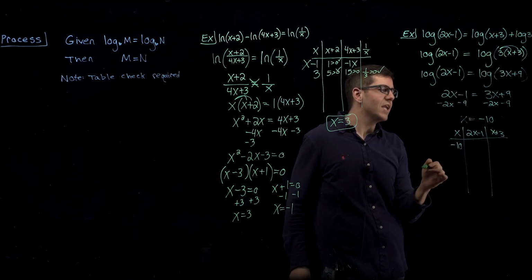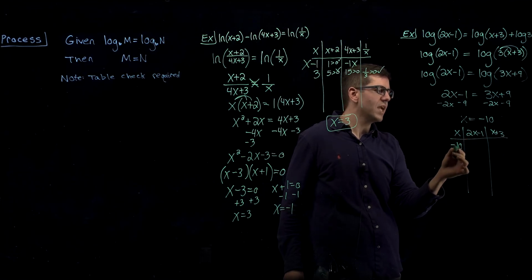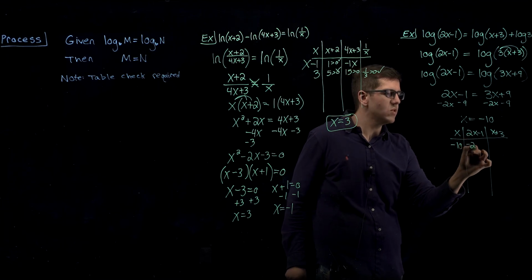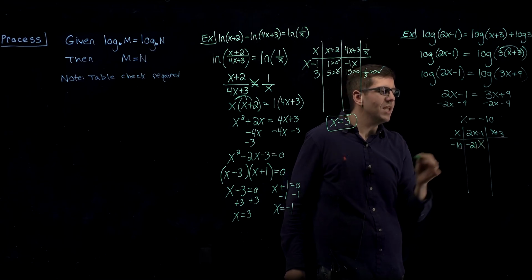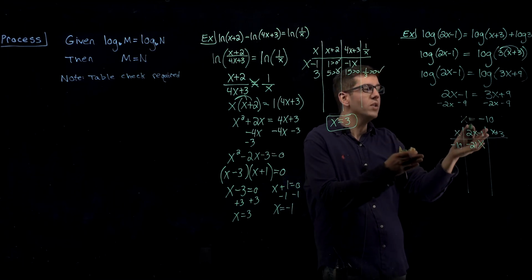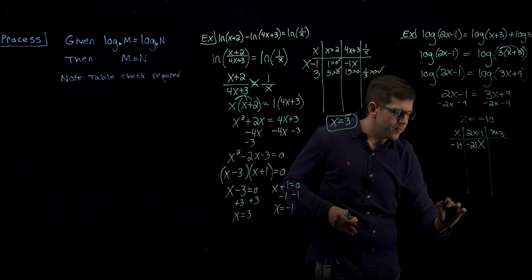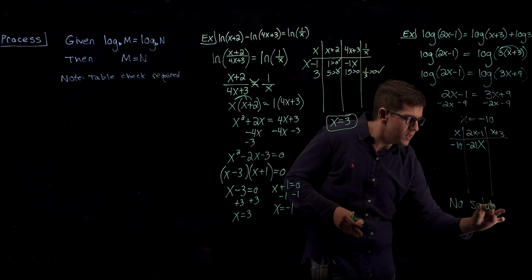But when we take this negative 10 and plug it in to x here, we get 2 times negative 10 is negative 20, minus 1 is negative 21. That is not a positive number. It immediately fails, and that was our only possible solution. So since it failed, we say that there is no solution to this problem.